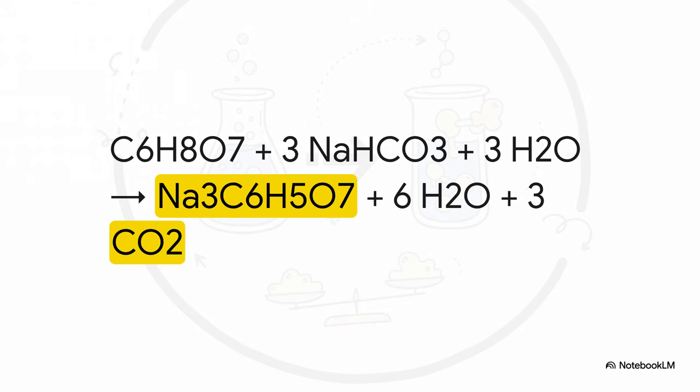Now, don't let this chemical equation intimidate you. It's really just a recipe. See that ratio? It takes exactly 1 molecule of citric acid reacting with exactly 3 molecules of baking soda and 3 of water to make this work. When they react, that's what the arrow means, they rearrange into exactly 1 molecule of sodium citrate, 6 waters, and 3 carbon dioxides. If you sit down and tally up every single C, H, O, and Na on the left, it perfectly matches the right side. Every single atom is completely accounted for.